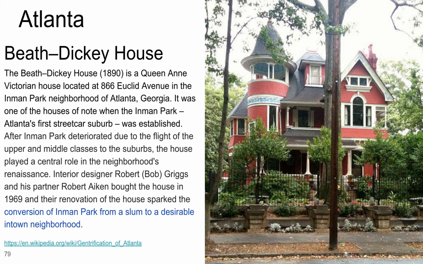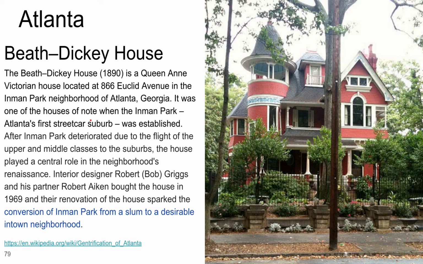So what the hell are we looking at? Hey, we're looking at the Beith Dickey House, which is a Queen Anne Victorian, built in 1890. It was one of the houses of note when Inman Park was Atlanta's first streetcar suburb. Okay, so already we know that this house was in Atlanta, but in one of the suburban regions in Atlanta, not in the central business district, but streetcar close.